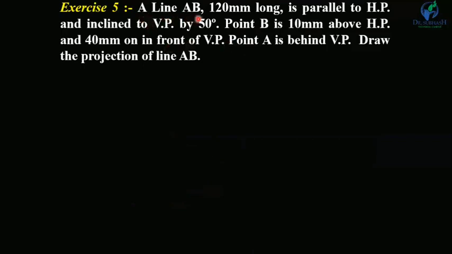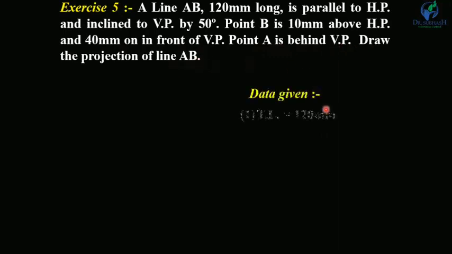A line AB 120 mm long is parallel to HP and inclined to VP by 50 degrees. Point B is 10 mm above HP and 40 mm in front of VP. Point A is behind VP. Draw the projections of line AB.